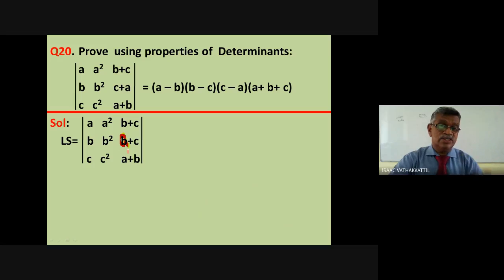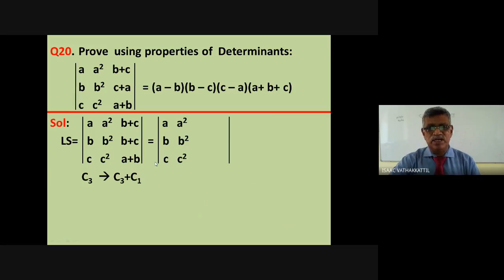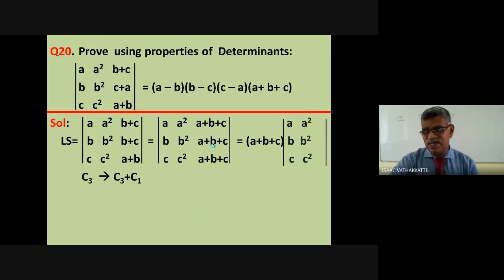So when you add C3 changes to C3 plus C1, you are getting A plus B plus C, again A plus B plus C, again A plus B plus C. Make that correction, okay? C3 changes to C3 plus C1, you get A squared, the first column and second column as it is, the third column is A plus B plus C, and A plus B plus C is taken out, you get A squared, 1, A or ABC column wise, A squared, B squared, C squared, and 1, 1.